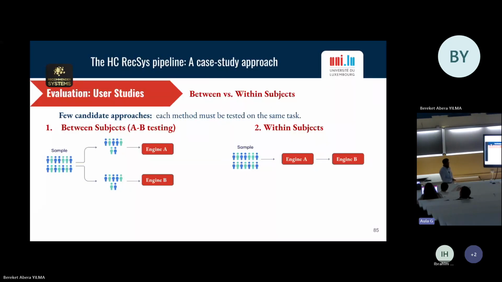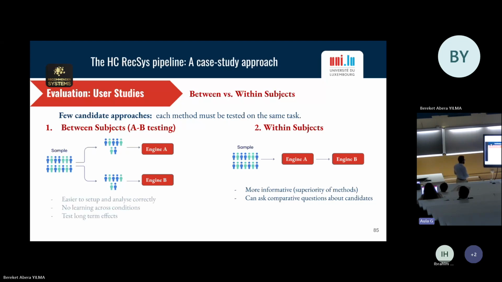But in the within subject case, first they interact with the first engine. Once they are done, they go to the second engine. Here, it's beneficial because it's more informative. They can compare the performance of the two models, right? There is learning across different tasks. But in the first case, you cannot really compare. You cannot ask them comparative questions because one group has not been exposed to the other. But it's good to conduct some longitudinal studies or look at long-term effects of these engines on the user. So depending on the task, depending on the kind of observation or evaluation you want to accomplish, you can employ either of the two.